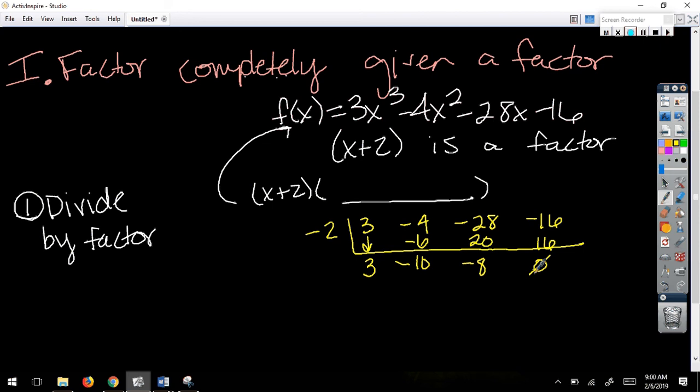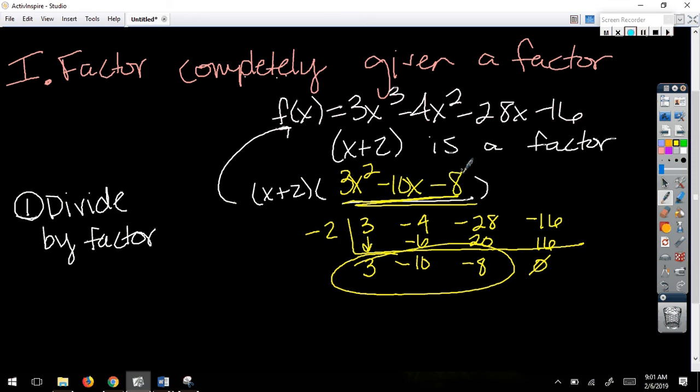Wait, it doesn't work. Well, you should have got 0. All right. So look, this other piece that we talked about would be here. X plus 2 times something would be 3x squared minus 10x minus 8, right?